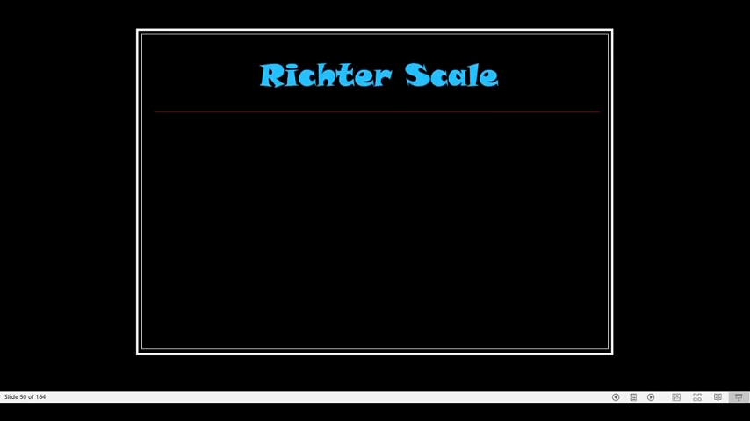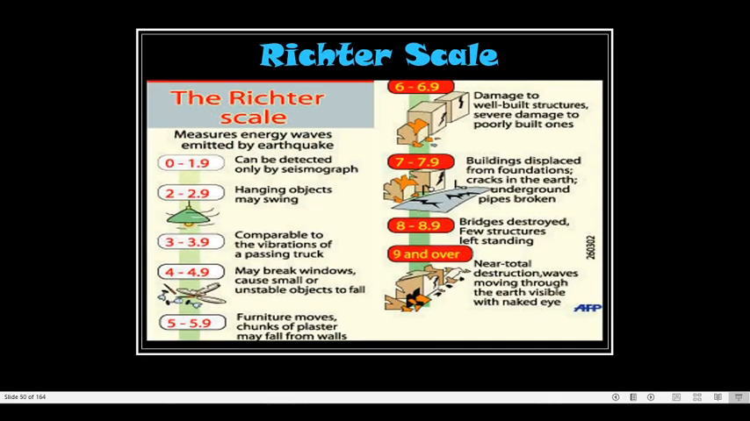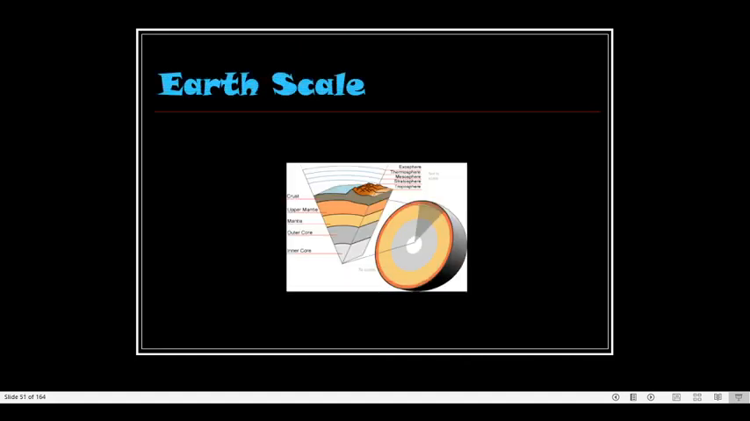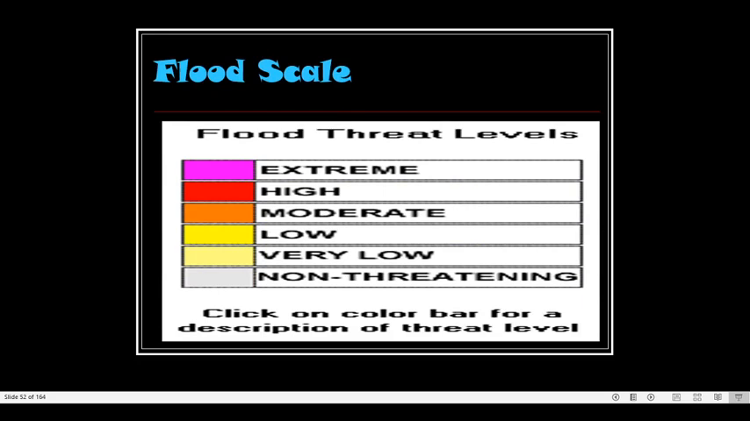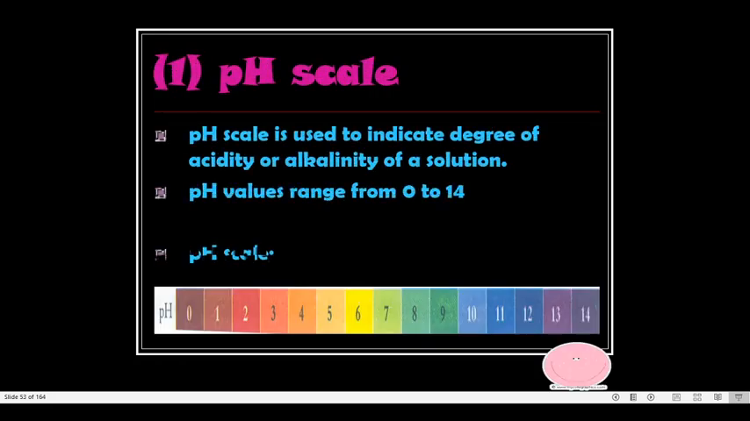So macam Richter scale, Richter scale digunakan untuk menyukat gempa bumi. Earth scale untuk mengukur kedalaman diameter di dalam bumi. Flood scale untuk menguji tahap banjir. And what is pH scale?